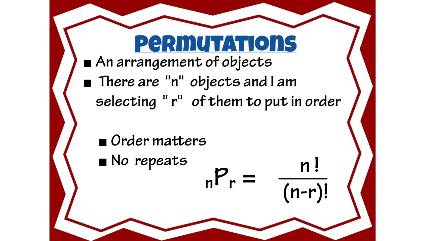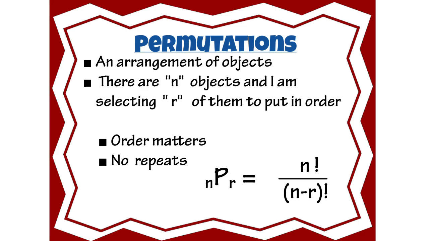Now, what we just did there is a very common scenario, and we call it a permutation. It's an arrangement of objects. So we're saying there's n objects. In that last case, there were 8, and I'm selecting R of them to put in order. So in that last example, I was trying to pick 3 of them to put in the proper order.